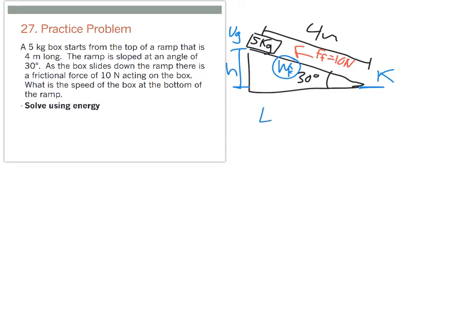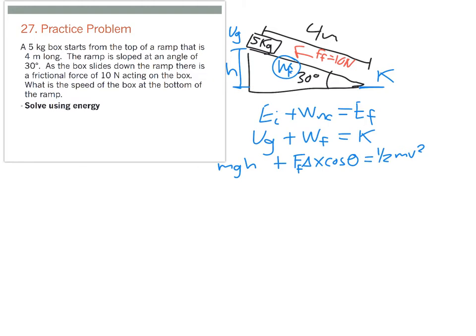So I'm going to think about my conservation of energy equation here: E initial plus work equals E final. So that initial gravitational potential energy plus the work done by friction, I realize that work will ultimately be negative, but the cosine of theta term will take care of that. So I'm just going to add in the work done by friction even though that work has a negative value. And that's going to be equal to my final kinetic energy. So I can fill in the formulas I have for potential energy, work, and kinetic energy, and then start filling in the values I know.